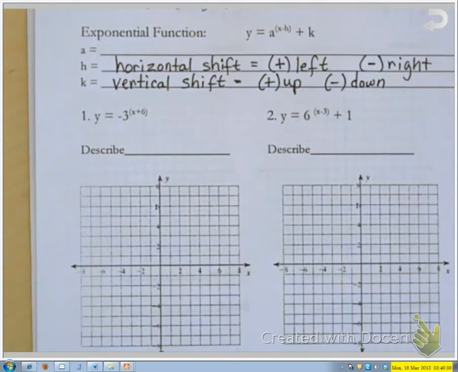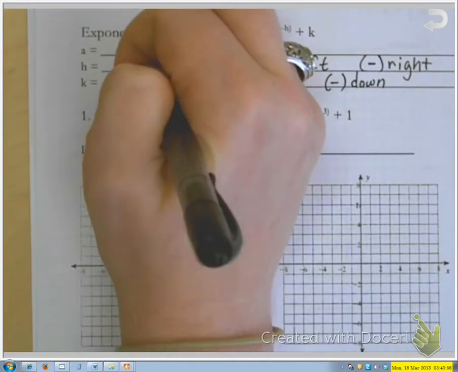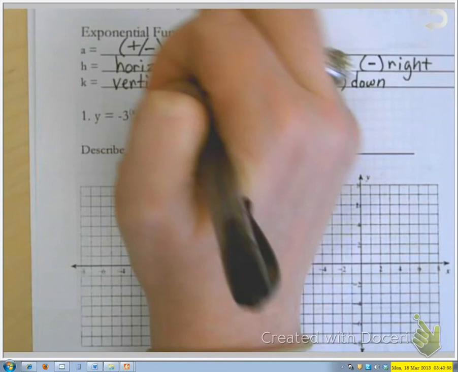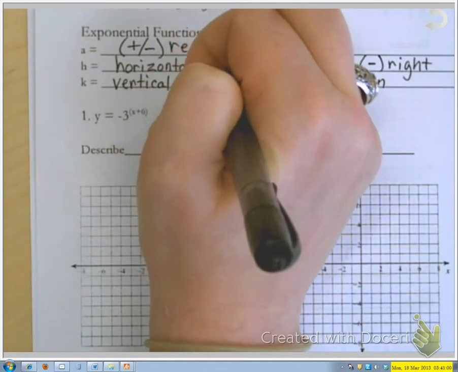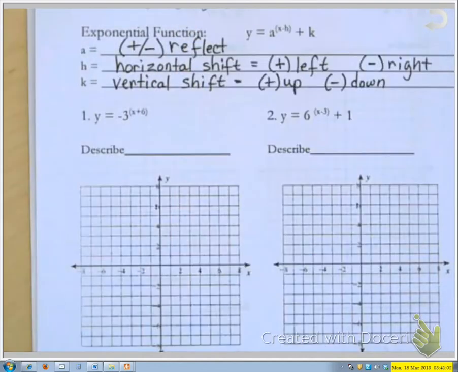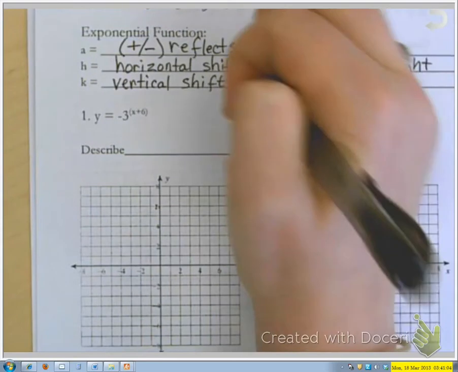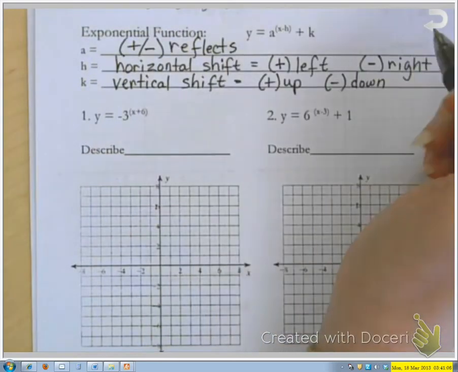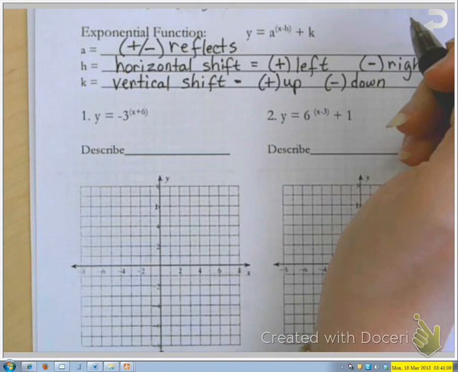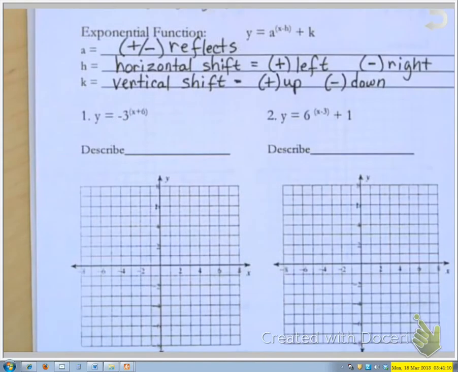Now let's think about A. A has two parts. Remember, the sign of A, plus or minus, tells me if it reflects, so that's if it flips upside down. And then I have to look at whether it stretches or compresses. We're actually not going to deal much with that because the number is going to change the type of graph that we have.